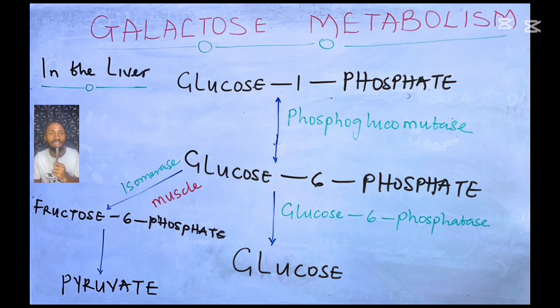Then what happens to the glucose 6 phosphate depends on where it's located. If it's in the liver, glucose 6 phosphatase is the enzyme converting it to glucose to increase the blood glucose level. But if it's in the muscle, the glucose 6 phosphate is shunted into glycolysis to form pyruvate, used for ATP formation, because the muscle does not have glucose 6 phosphatase. Don't forget it.